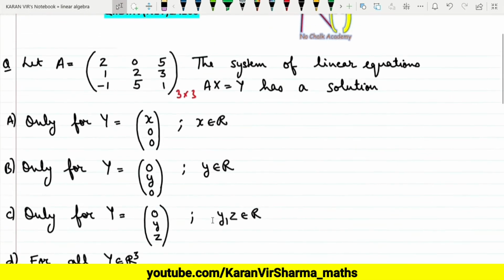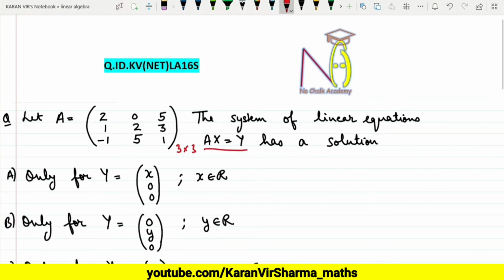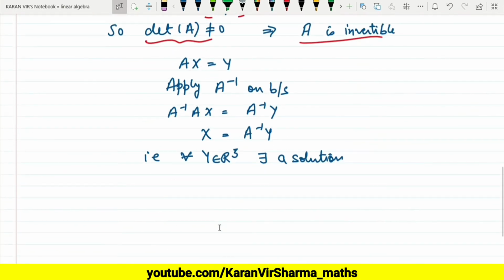And now we are given that the system is Ax equals y. So since the matrix A is invertible, I will be applying A inverse on both sides. So A inverse into A will be identity. Identity times x is equal to A inverse y. So x equals A inverse y.